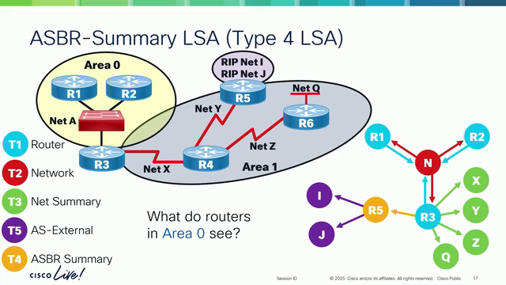Notice that Area 1 didn't need it. Area 1 had knowledge through LSA type 1 about the ASBR and the external networks.